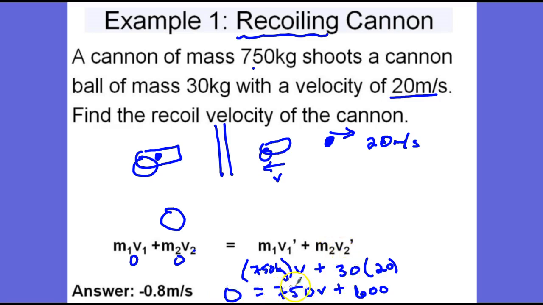And so if I solve for that, I'm going to get a negative. These are both positive over here. I'm going to move one of these terms to the other and divide by 750, and I will get negative 0.8 meters per second. It's negative because it's moving to the left. If we call positive to the right and negative to the left, then the cannon itself would have a negative velocity. Remember, velocity is a vector, and momentum is also a vector.